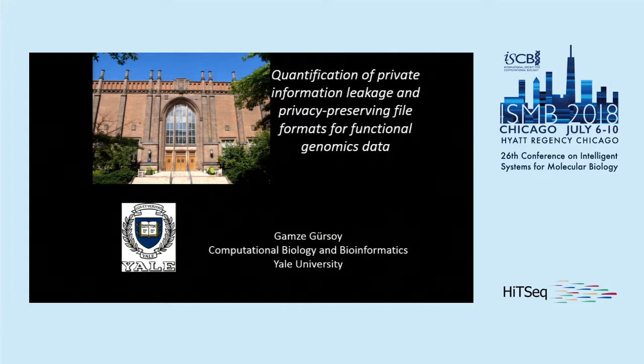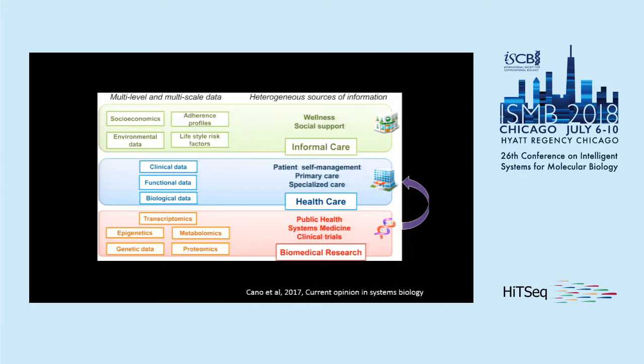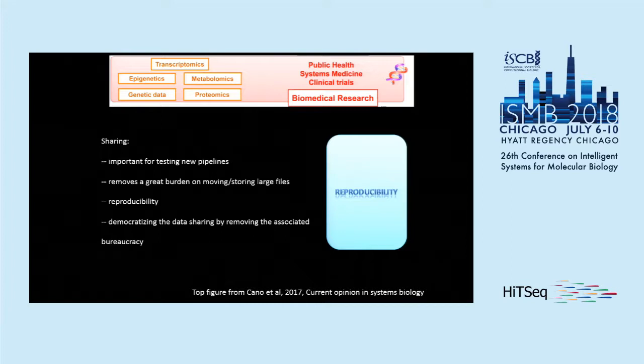So I hope I don't need to convince you that data is important, and more specifically, biomedical data can save lives. We believe that a foundation of good healthcare lies on the basic research many of us do in the areas of transcriptomics, epigenetics, and genetics. Because of this relationship, our subjects are becoming more and more real individuals rather than model organisms, for example. And that creates a privacy problem as far as sharing goes. But we want to share the data because it's important for testing new pipelines, for rapid advancement of biomedical science, and reproducibility and so forth.